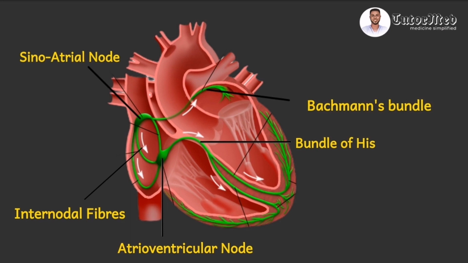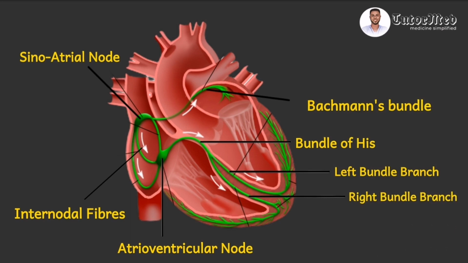The bundle of His would divide into 2. One is the left bundle branch, which would send the impulses to the left ventricle, and the other is the right bundle branch, which will send the impulses to the right ventricle. Now, although not shown here, the left bundle branch also divides into an anterior fascicle and a posterior fascicle, and ultimately the left bundle branch and the right bundle branch will end in short fibers called Purkinje fibers, which are the direct delivery men of the impulses to the ventricular wall.